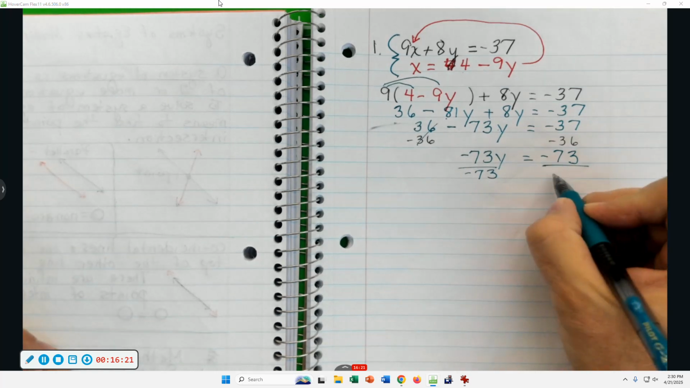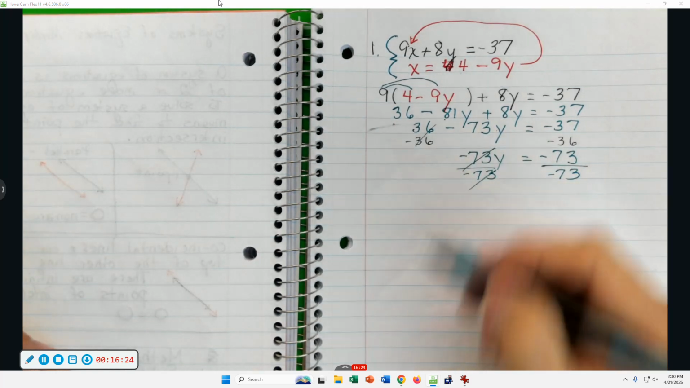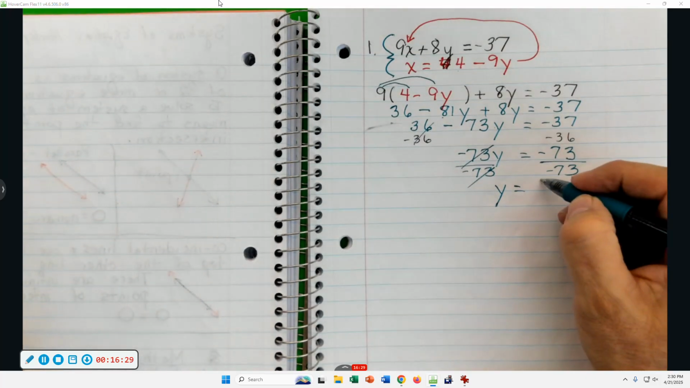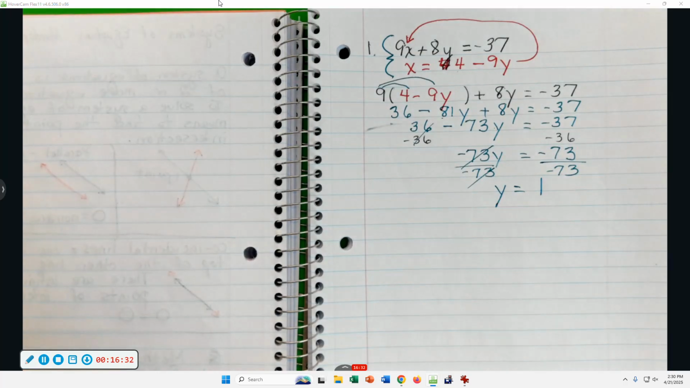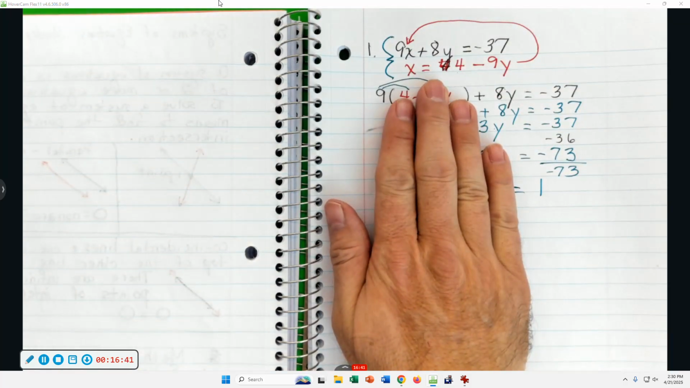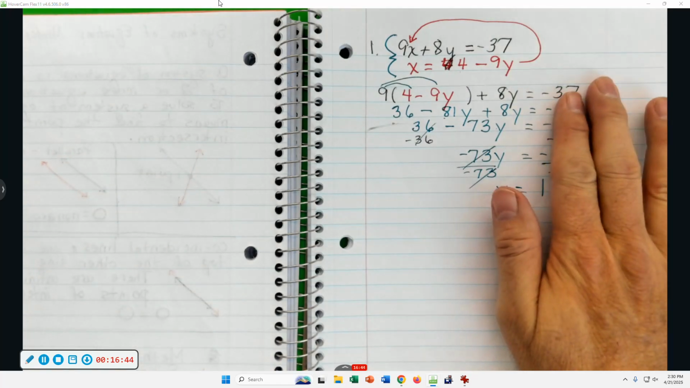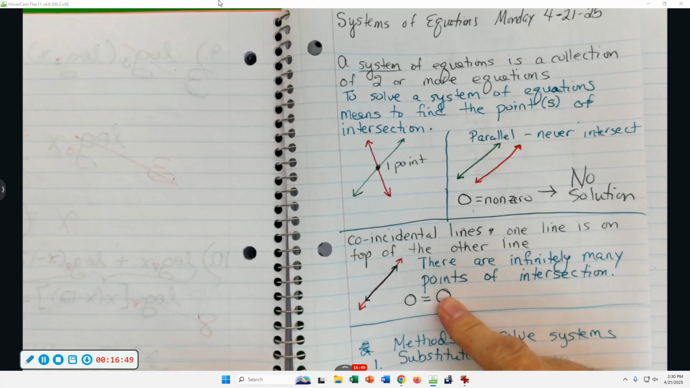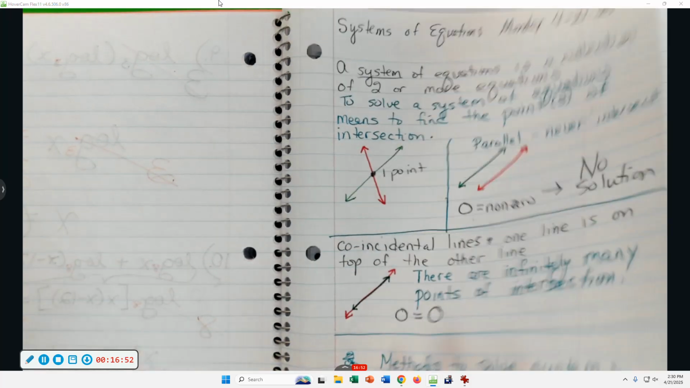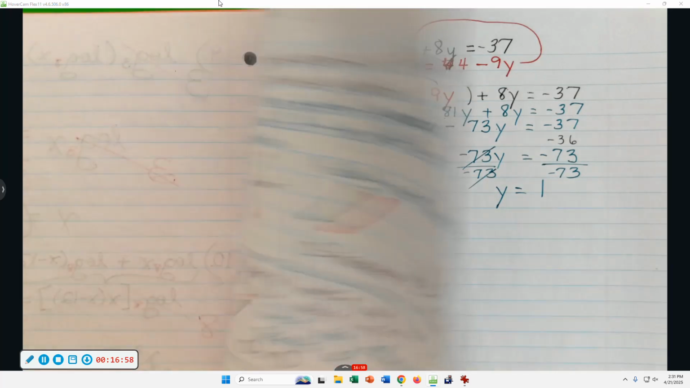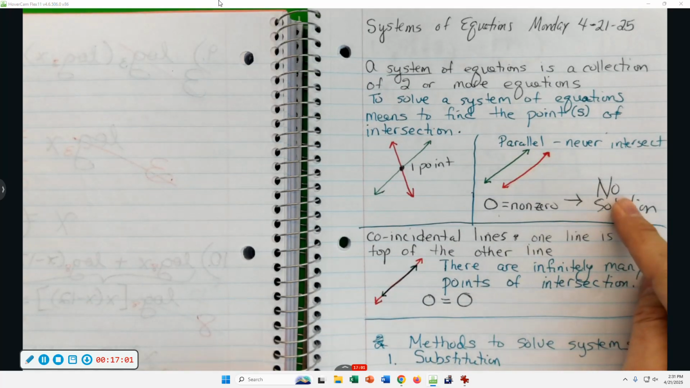Divide both sides by negative 73, and we get y equals 1. Now notice, at no time, if everything had just subtracted out and we'd gotten 0 on the left and 0 on the right, then we would have said infinitely many solutions. If, on the other hand, everything subtracted out and we had 0 on one side and a non-zero number on the other, we would have said no solution.